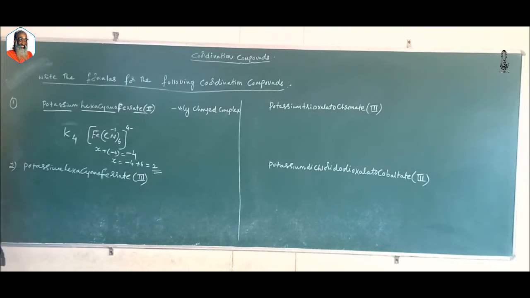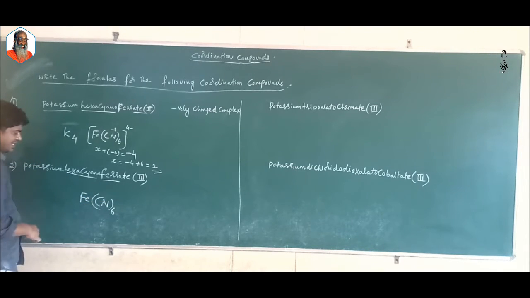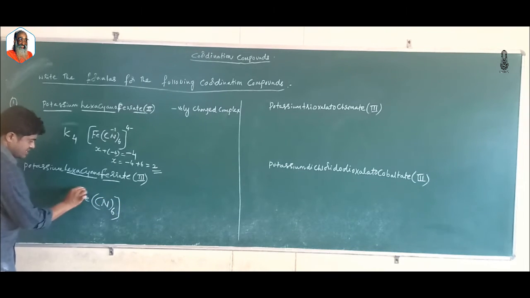Potassium hexacyanoferrate(III). Now, hexacyano... iron is the metal. First write the symbol of the metal, then you write the ligands, and enclose it in square brackets. What is the oxidation state of iron here?